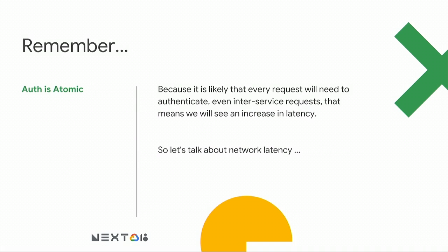There's one more thing to do with auth. One important thing to remember is that auth is atomic. What does that mean? Let's take a step back and think about this. Every request coming in to your application needs to be authenticated. And in fact, a lot of the requests between services need to be authenticated as well. Why? Because now you don't have one monolithic application. You have these microservices talking to each other over a network. So there's more to it in terms of the added network latency because of this.